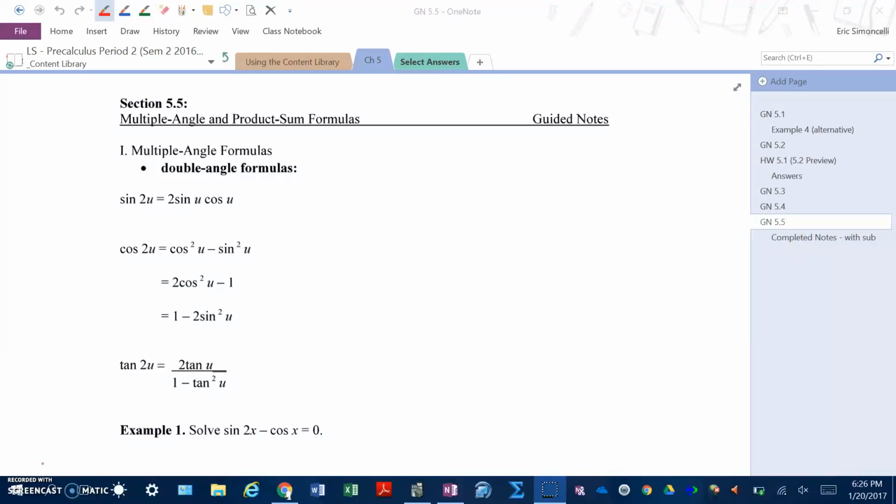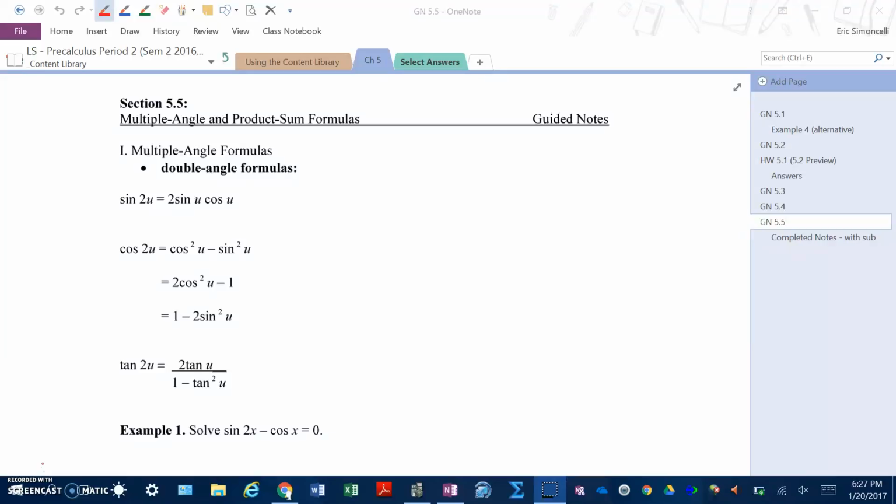Let's say if you were to replace sine squared with 1 minus cosine squared, you can actually get 2 cosine squared minus 1 from that. Or if you take cosine squared and turn that into 1 minus sine squared, you can derive the third version, which is 1 minus 2 sine squared u.